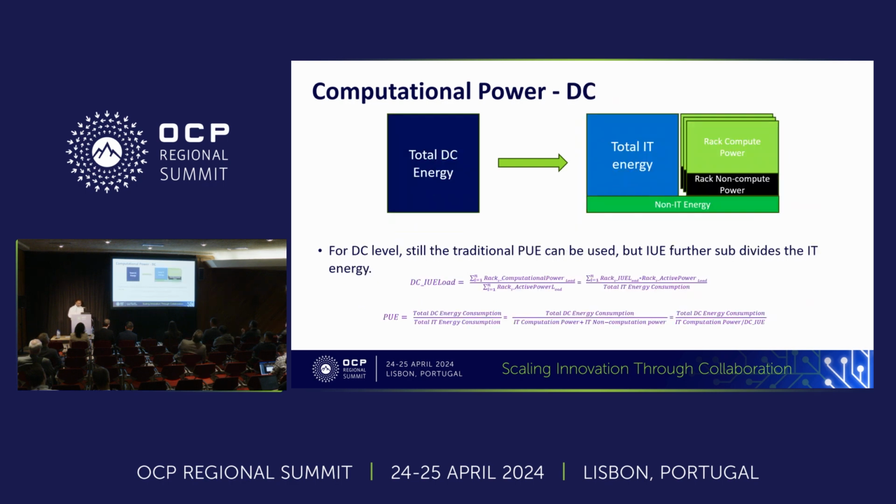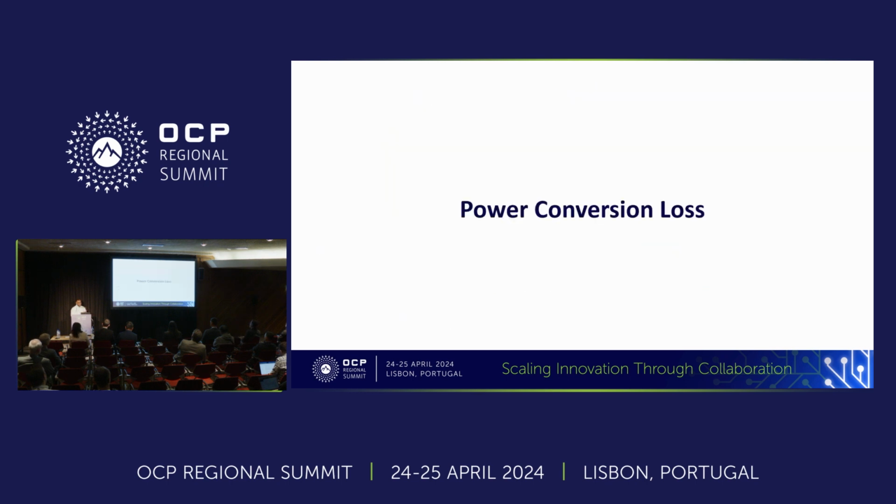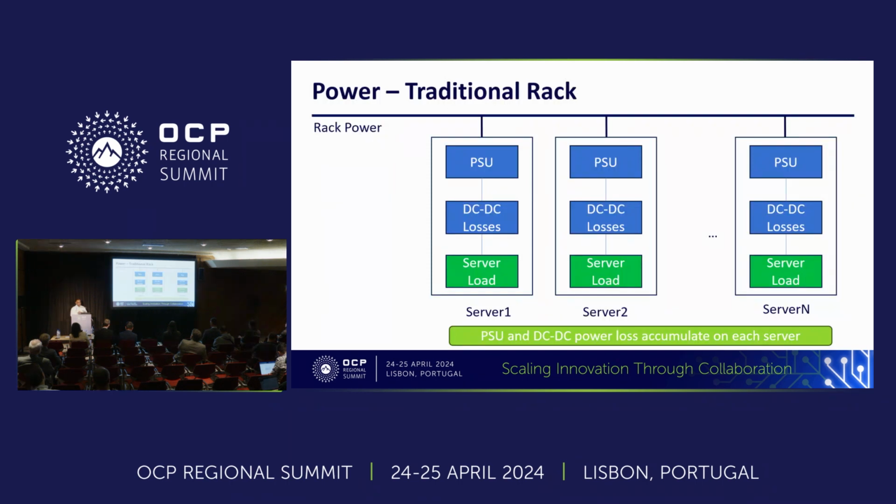And if you are looking at a data center level, it's a similar thing. You can sum for each rack, which produces the final data center IUE. So if you are looking at each of the elements that we talked about, power conversion, idle power, as well as thermal power, what do you want to do if you want to represent it at a rack level?